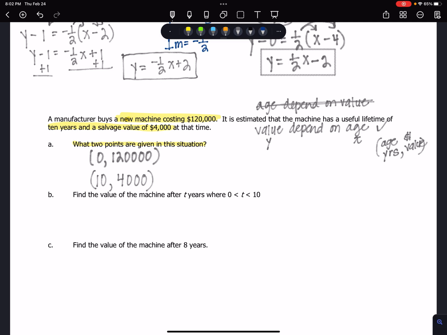Now, given two ordered pairs, we can write an equation of the line. And that's what B is asking us to do. It says find the value of the machine after T years, where T has a lifetime from 0 to 10. So where equations of lines produce a graph where you have arrows at the end, this is going to have a limited domain where it's going to have an endpoint and an endpoint. So finding the value of the machine after T years, that just means write the equation of the line. So find the linear equation.